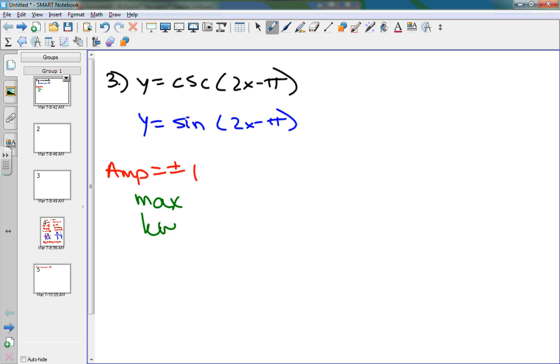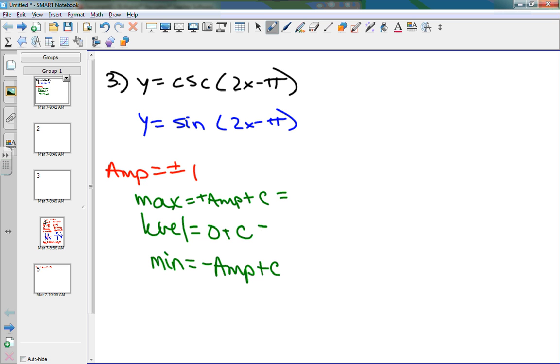This is for cosecant or something? For both. Your max is your positive amp plus C. Your level is 0 plus C, and your minimum is your negative amp plus C. What is C here? 0. So am I shifting this up or down? No. So what I'm going to have here is positive 1, 0, and negative 1. We all understand why that is that way, because it's your amp, right?